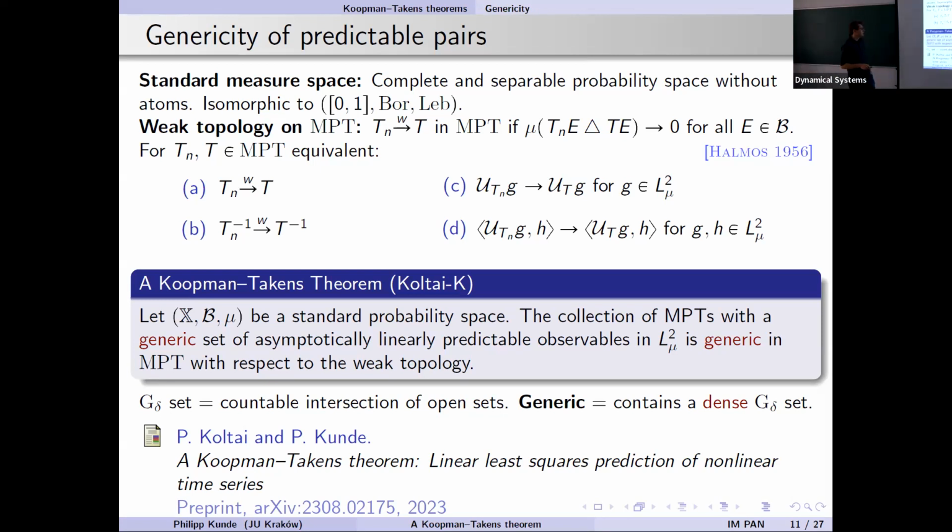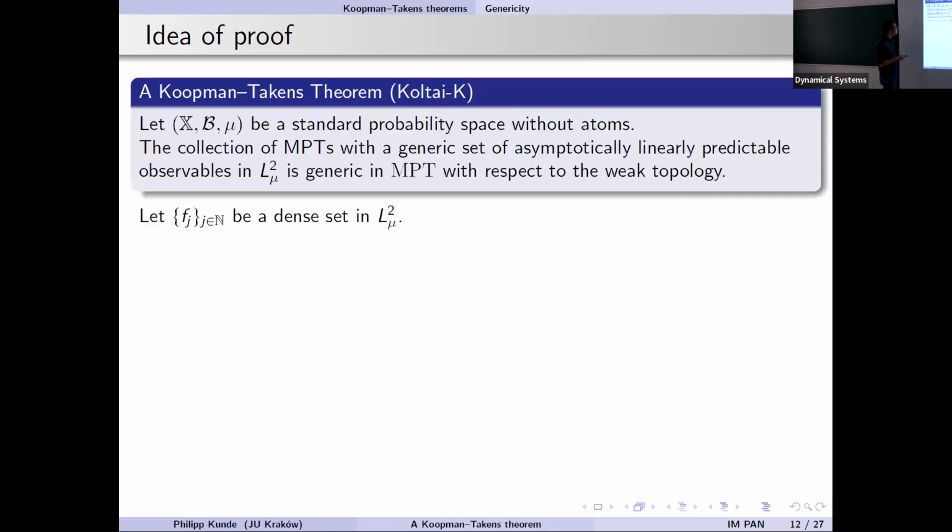Here we use the following notion of genericity, namely, that it contains a dense G delta set. A G delta set is a countable intersection of open sets. So it's a weaker genericity notion than in Takens, which talks about open and dense. We use this notion. Let me give you some ideas of that proof.